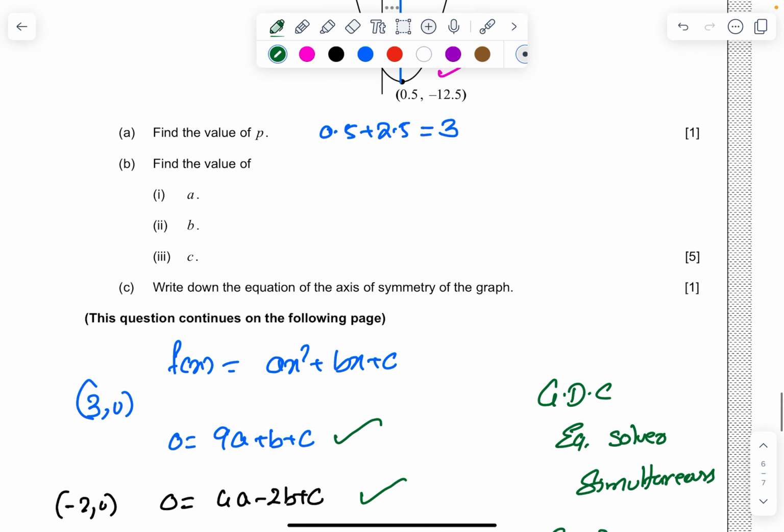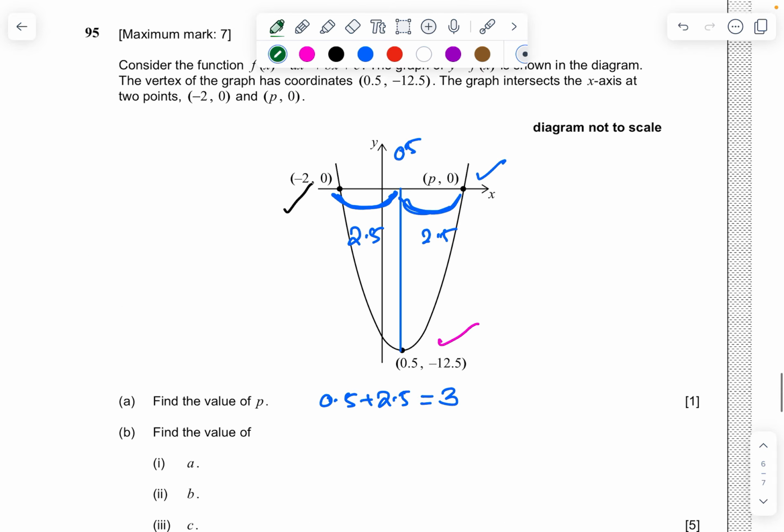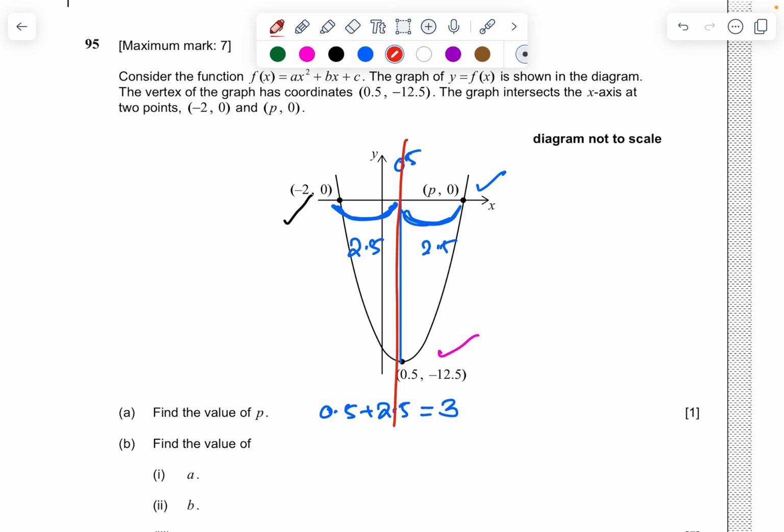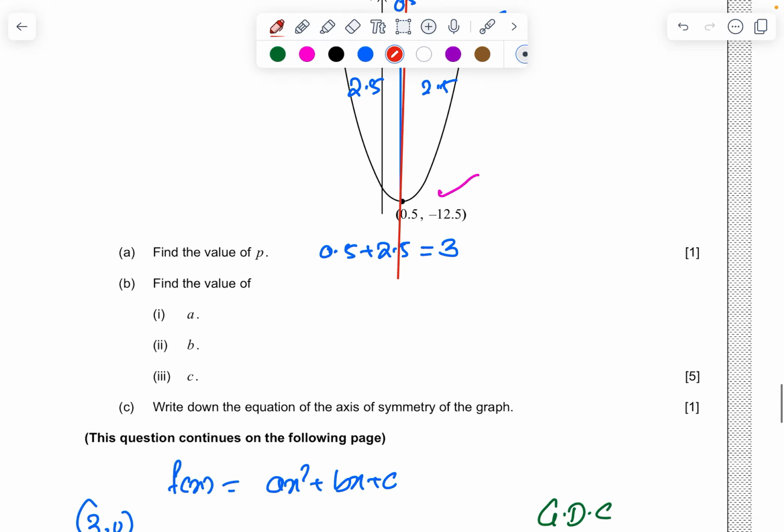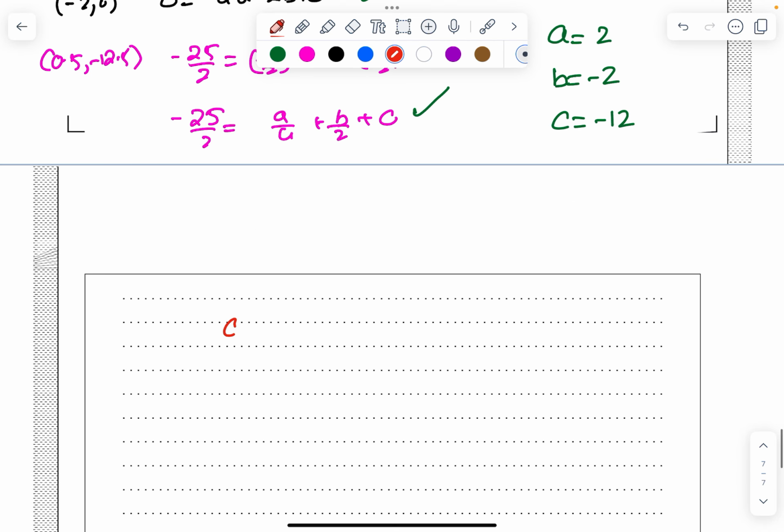Write down the equation of the axis of symmetry of this graph. This middle line is going to be the axis of symmetry, which is x equals 0.5. So part C, x equals 0.5 is the axis of symmetry.